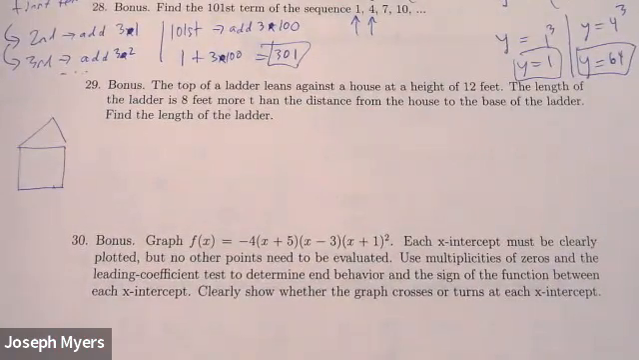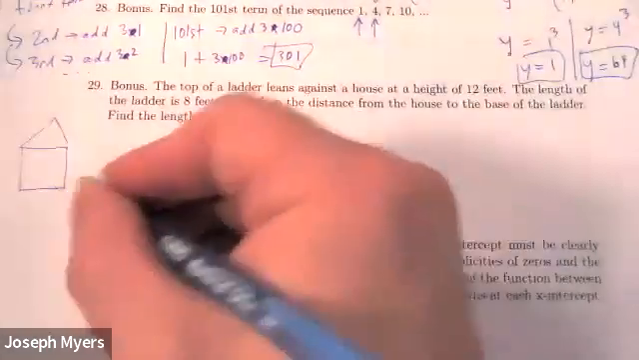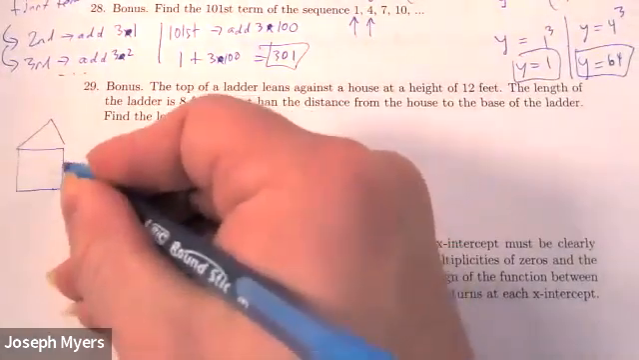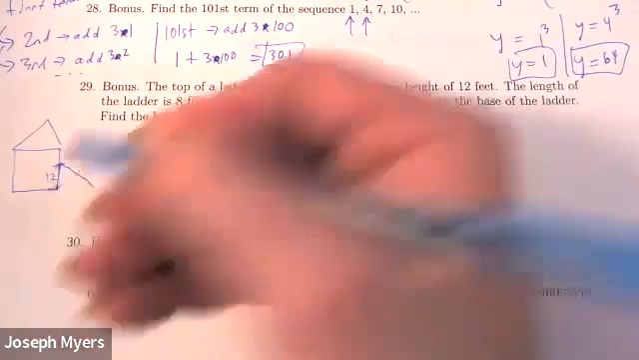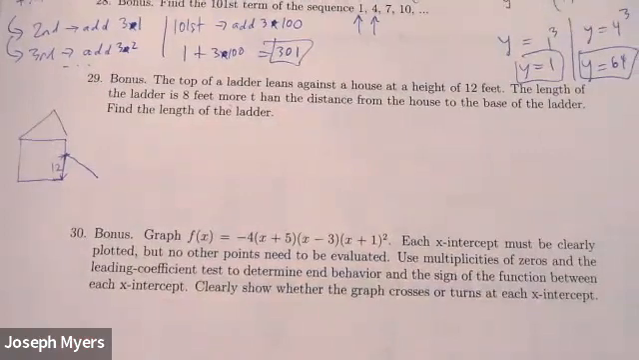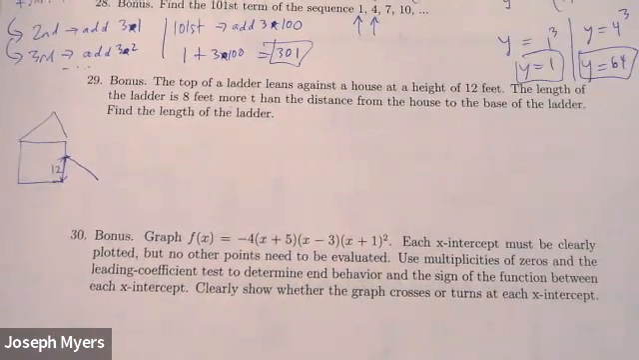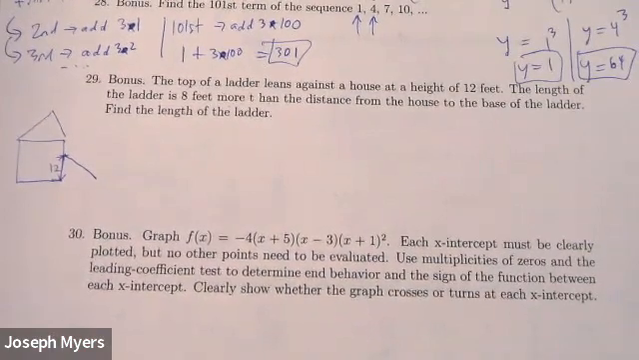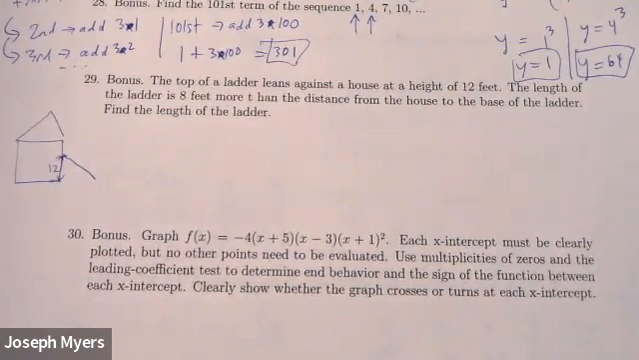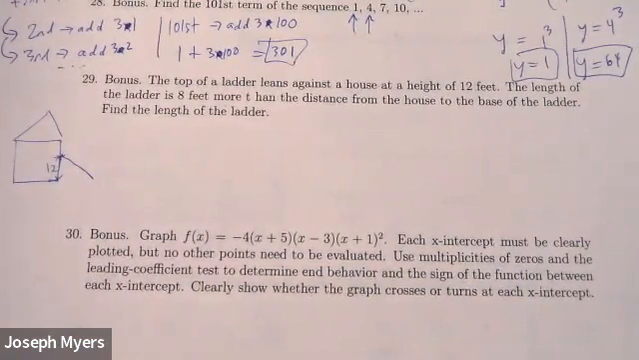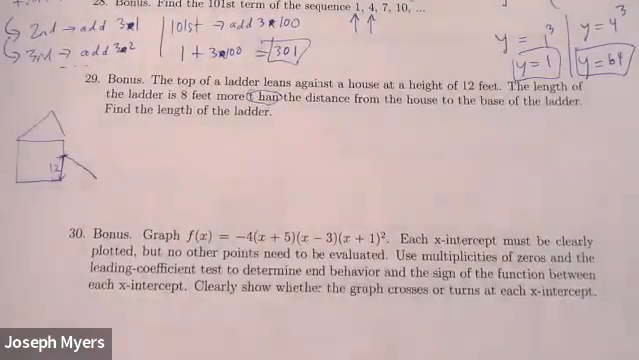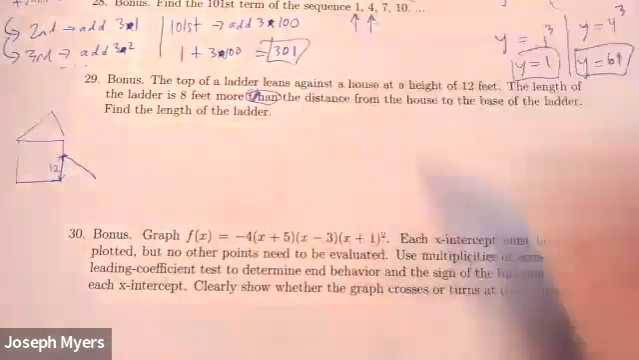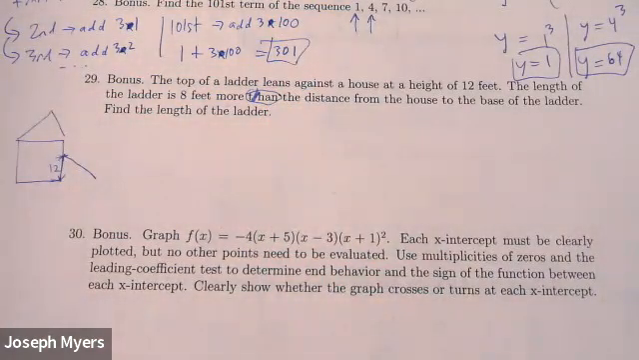And it says the top of a ladder leans against a house at a height of 12 feet. So here's a little ladder, and it's leaning against a house at a height of 12 from there to there. So it's 12 feet up on the house, and it said the length of the ladder is 8 feet more than the distance from the house to the base of the ladder. So let me cross out that little space. Find the length of the ladder.